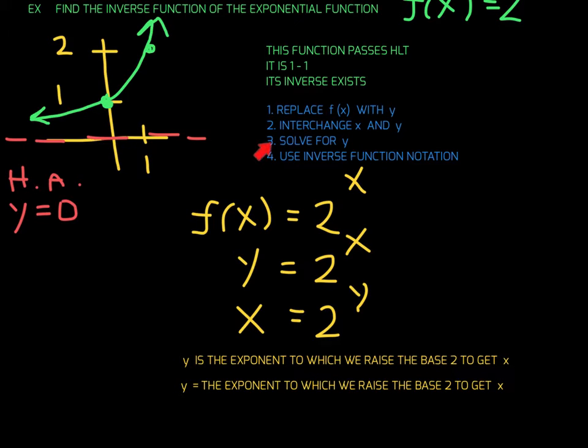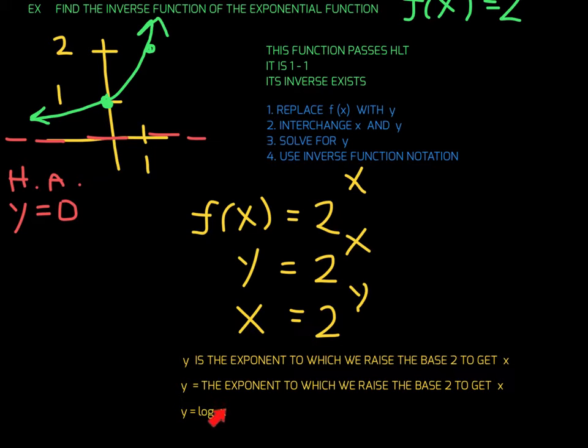So obviously, all of these words here would be very cumbersome to continue writing. So we have mathematical notation that would represent these words, the exponent to which we raise the base 2 to get x, and that is the following. Y is equal to log base 2 of x. This expression here, log base 2 of x, represents these words. So log base 2 means the exponent. Y is the exponent to which we raise base 2, that's a subscript, in order to get x.